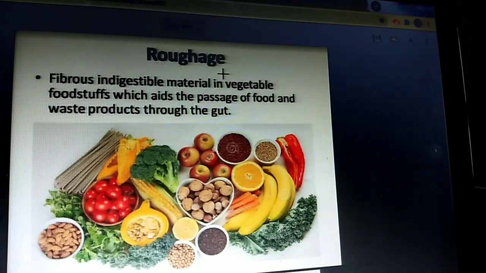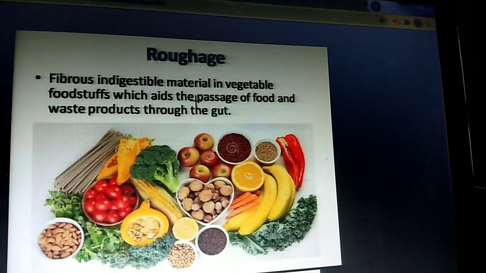So, what is roughage? Roughage is nothing but the fibrous food which cannot be digested by us. It is indigestible material which is present in vegetable foodstuffs, which helps the passage of the food as well as waste products through the gut. So it helps in the passage of food for digestion, relieves us from the constipation problem, and easily throws out the waste products from our body.